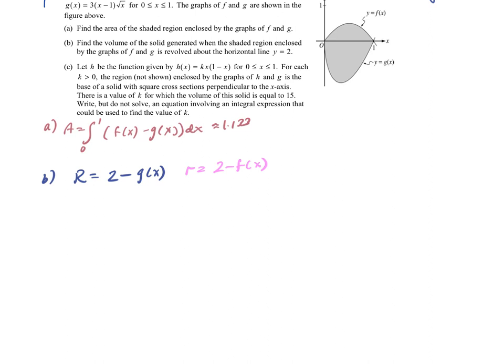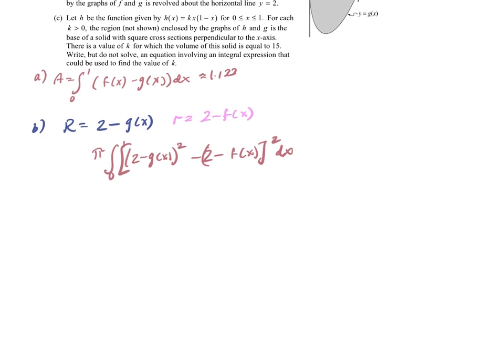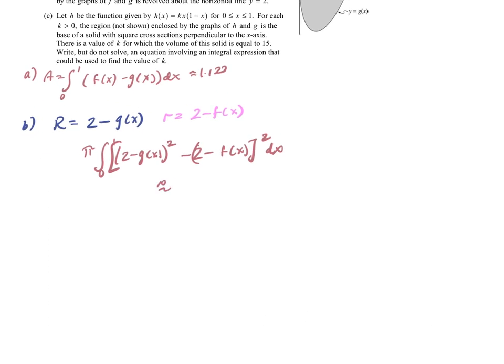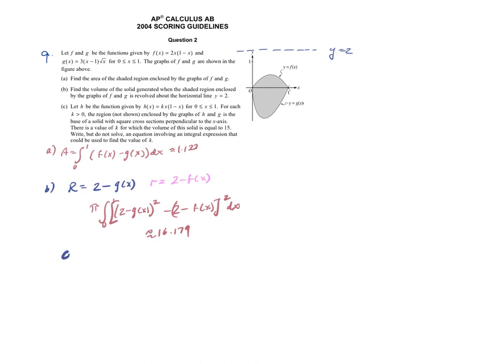So calculator. So we're going to go pi, 0 to 1, and then 2 minus g of x, squared, and then minus 2 minus f of x, squared. And there you go. Okay, again, put that into your calculator. You get 16.179.